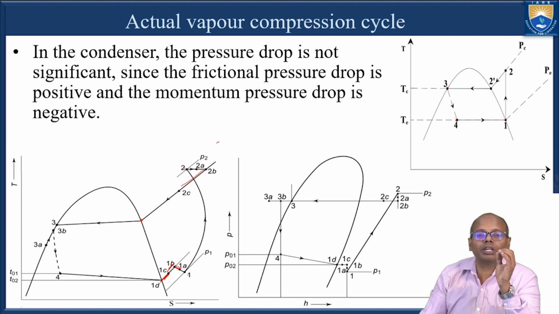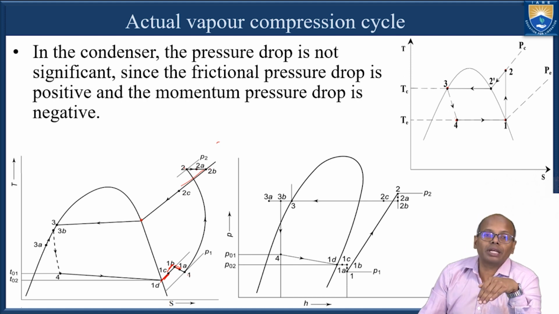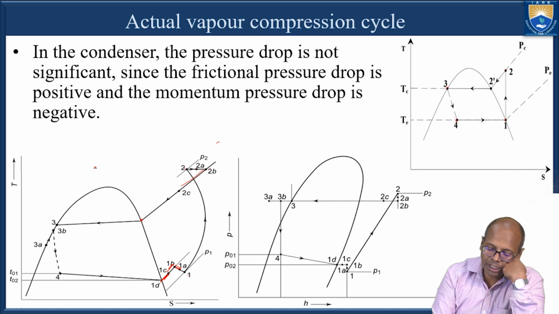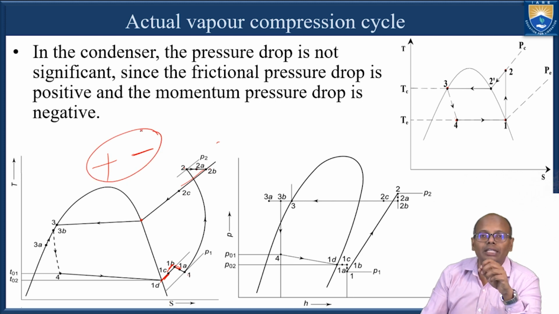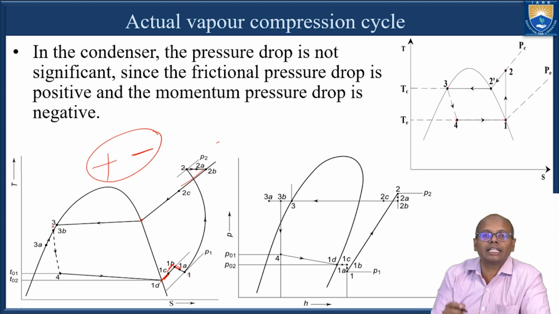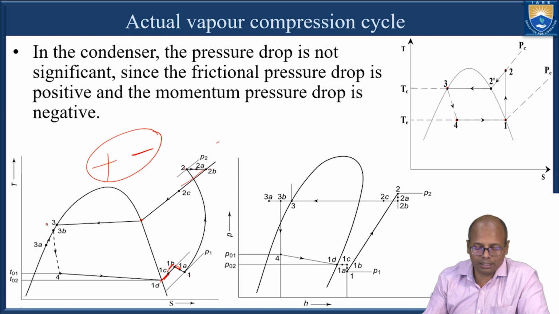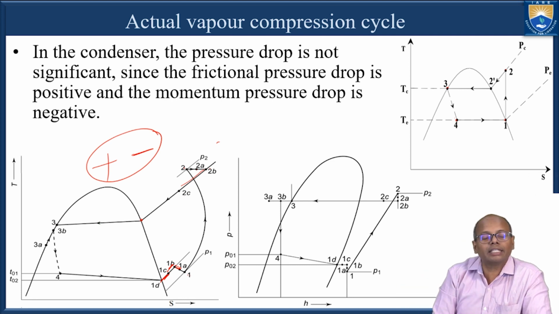In the condenser what we have? We have a pressure drop due to friction and a pressure increase because of the change in momentum. Because of the change in momentum there is a pressure rise in the condenser. The pressure drop because of friction is positive, the pressure change because of momentum is negative, so they nullify each other, so there is not a significant pressure drop in the condenser.